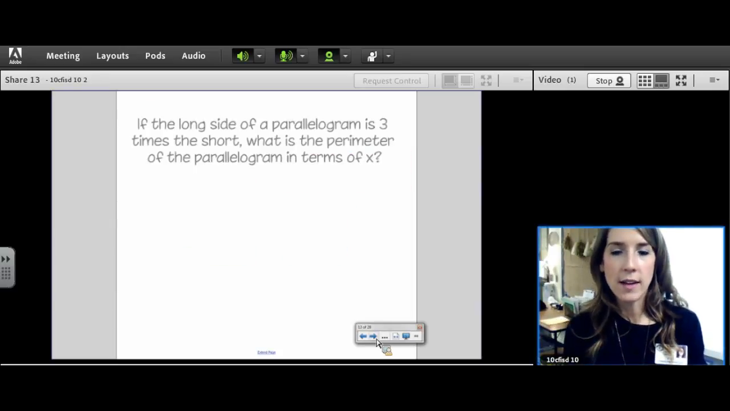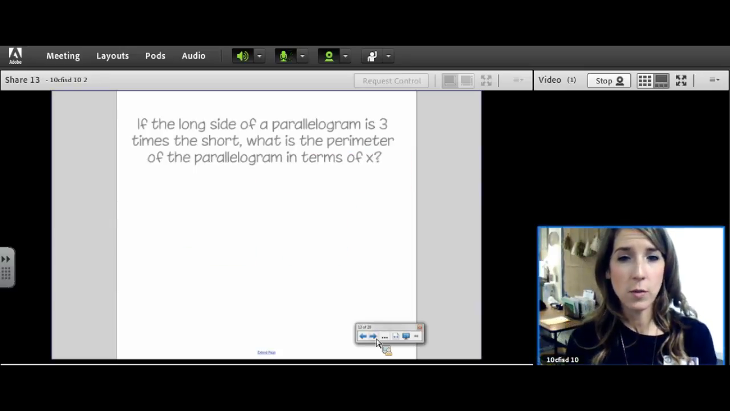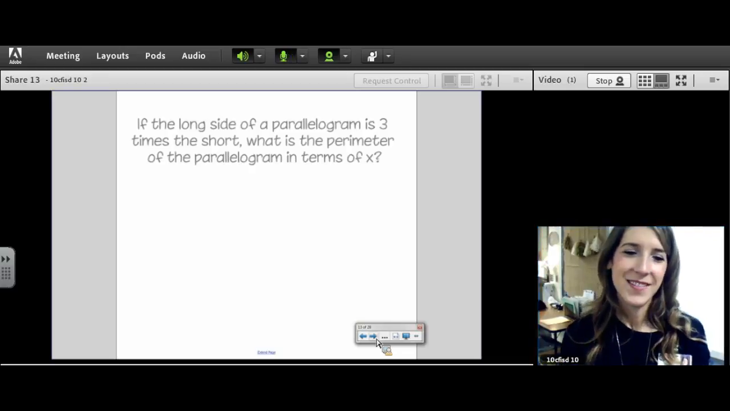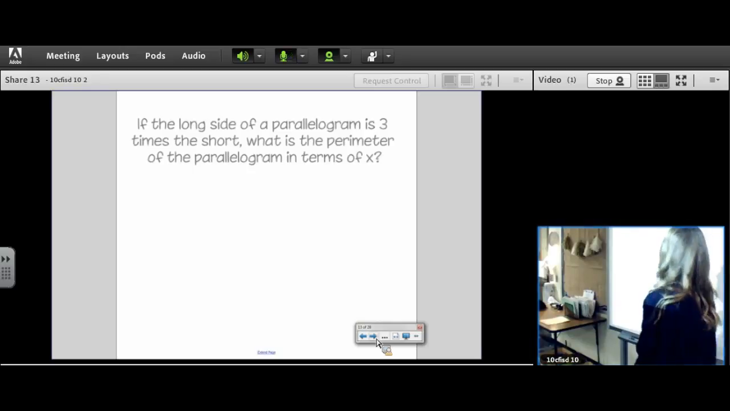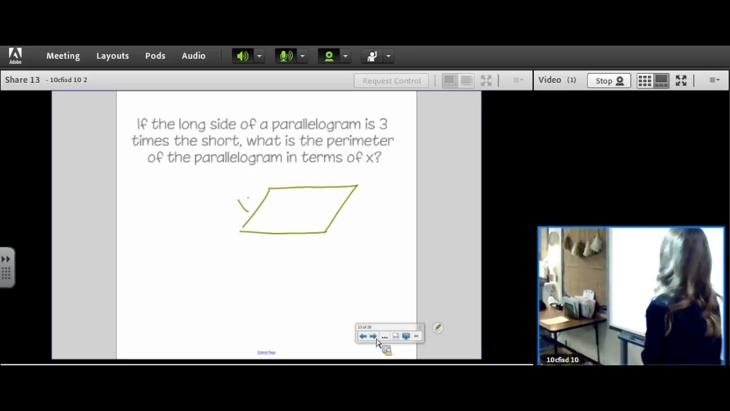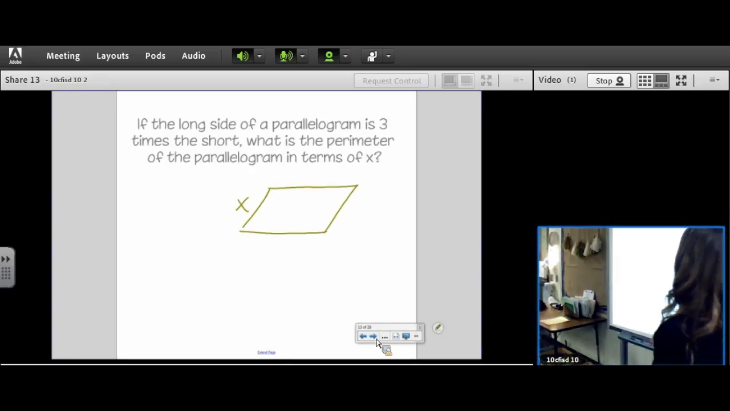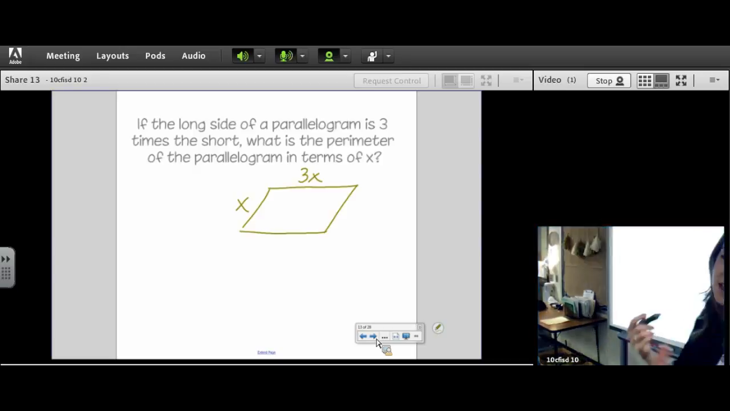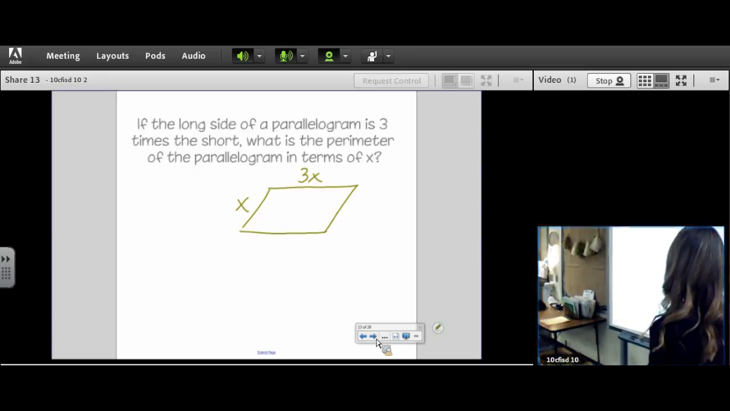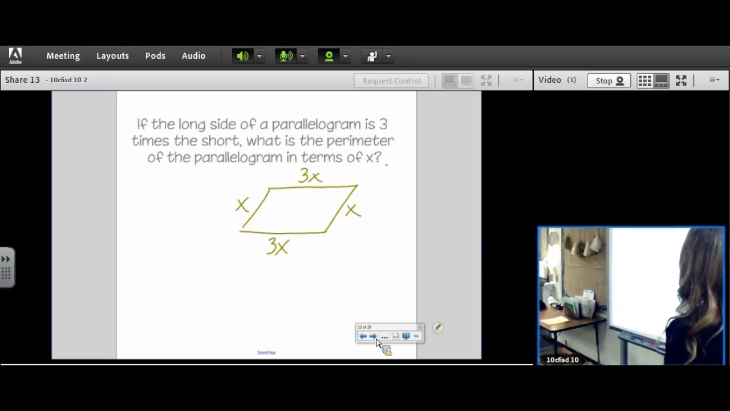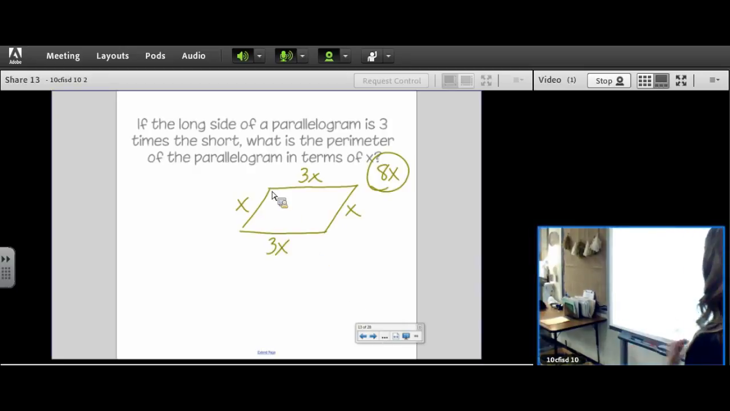If the long side of a parallelogram is 3 times the short, what is the perimeter of the parallelogram in terms of x? Y'all are awesome. Very good. So you got your parallelogram. You call one of the sides x. The longer side is triple the length. So it's 3x. Then you use your good old property, opposite sides are congruent. Opposite sides are congruent. Final answer, 8x. You're not solving for anything. Just saying the perimeter in terms of x.